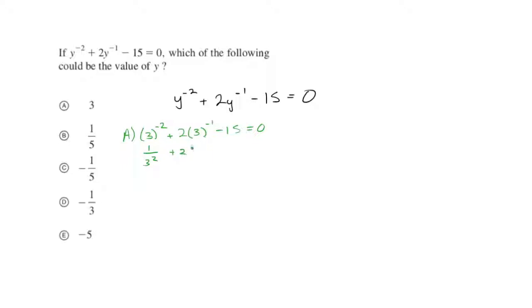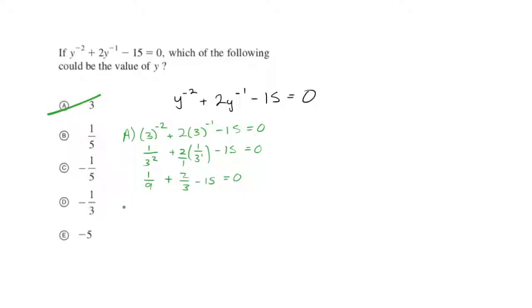So we continue down this road. We have 2 times 1 over 3 to the first power, then minus 15 equals 0. Now 1 over 3 squared is 1 over 9. And we have here multiplying fractions now: 2 over 1 times 1 over 3 to the first power. That's 2/3 minus 15 equals 0. Well, hopefully we can tell from here that this is not the answer, that this number, tiny 1/9 plus 2/3 minus 15, does not equal 0. It's going to be much less than 0, so it's not this one.